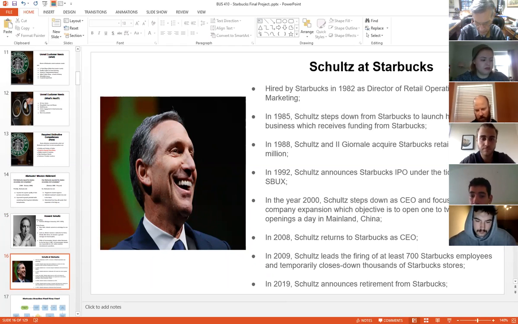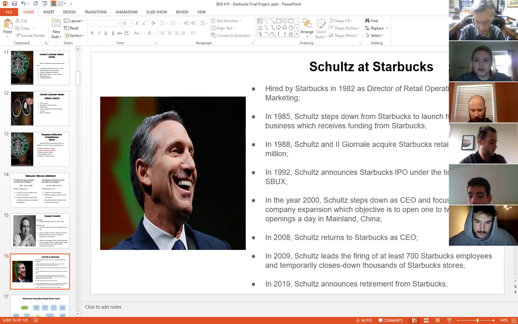So in 1992, Schultz announces a Starbucks IPO, which was at a price of $17 at the time under the ticker symbol SBUX. Starbucks share price is around 85 at the moment. In the year 2000, Schultz steps down as CEO and focuses on company expansion, which objective is to open 1 to 2 store openings a day in mainland China. So he pretty much grabbed his private plane and just flew everywhere, Europe and Asia, with the objective of opening new stores and expanding Starbucks into other countries.